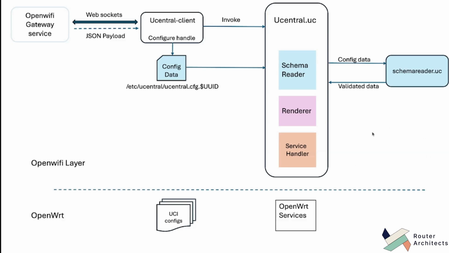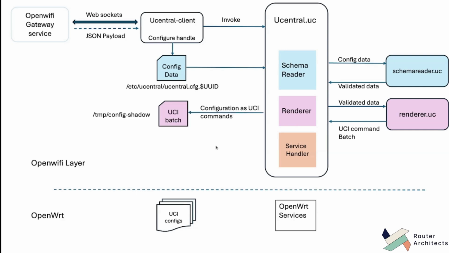The schema reader module then validates this data. Once validated, the renderer module converts the data into UCI batch format and stores it in the shadow file. Finally, the service handle commits the changes to all the relevant UCI files, reloads the necessary services, and applies the updated configuration. Thank you.